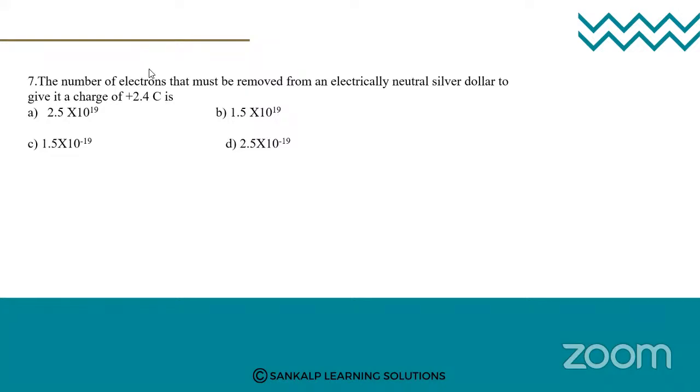See the next question. The number of electrons that must be removed from an electrically neutral silver dollar to give a charge of plus 2.4 coulomb is. So see what you need to do. The number of electrons that must be removed from an electrically neutral silver dollar. You need to calculate the number of electrons which you have to remove.